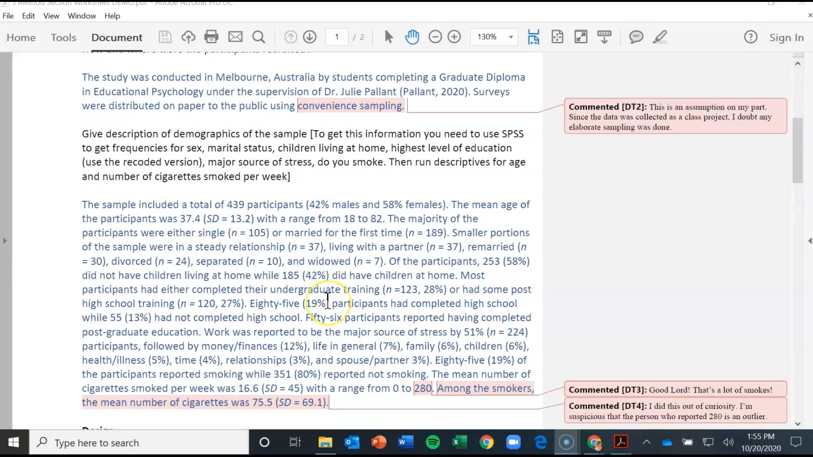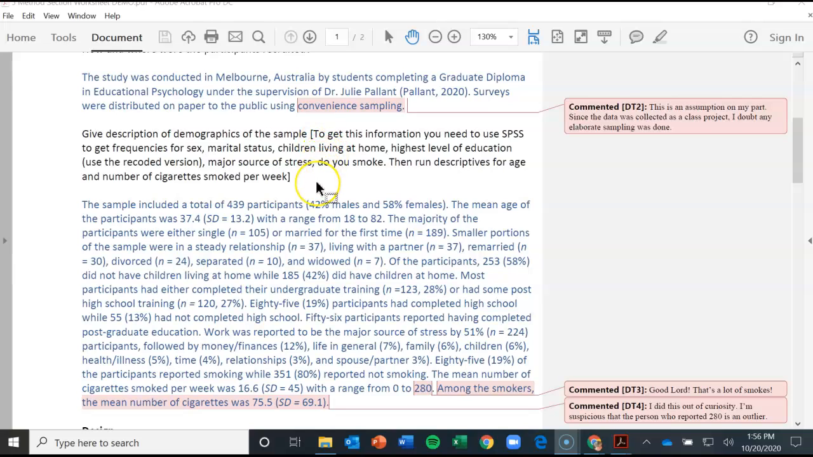Now, the next part that's usually in a participant section is a description of the demographics. And I should have noted this on the original version of the worksheet, but in order to get this information, Pallant gives you a little bit of it, but you need to use SPSS. You've now done a homework on running frequencies and running descriptives to get this information.